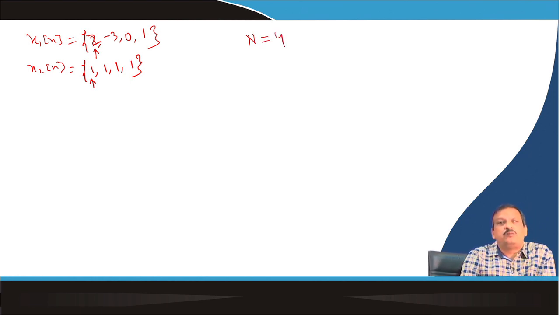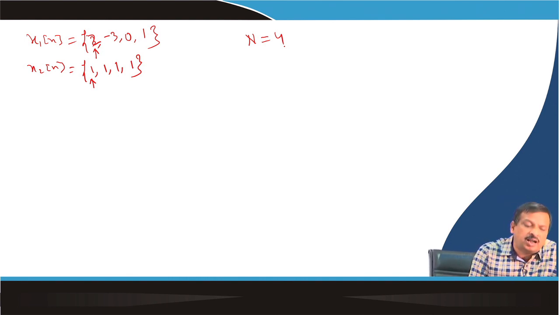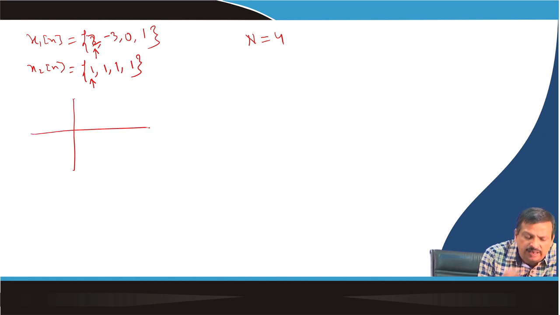N is equal to 4. So, I have to calculate the 4-point circular convolution. So, what can I say? How do I represent x1[n] circularly? I draw a circle. You do not need to know anything, you just draw the circle.